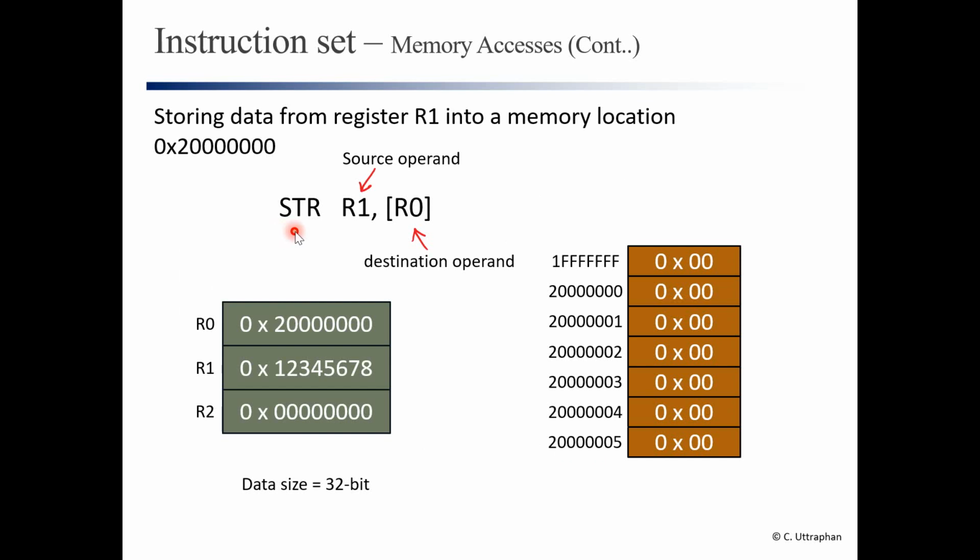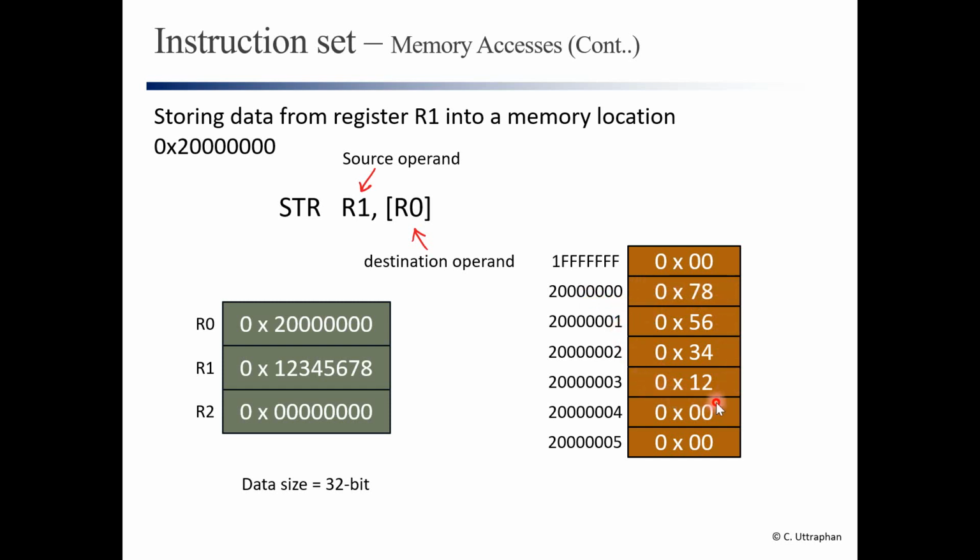For example, if we want to store data from register R1 to memory location or address 20000000 hex, first we need to have the address 20000000 hex in R0. Then, the instruction will be STR R1 for source operand, comma, and in square bracket R0. Therefore, R0 will point to the address 20000000 hex in the memory. After we execute the instruction, the word data from R1 will be moved to the memory, like this.